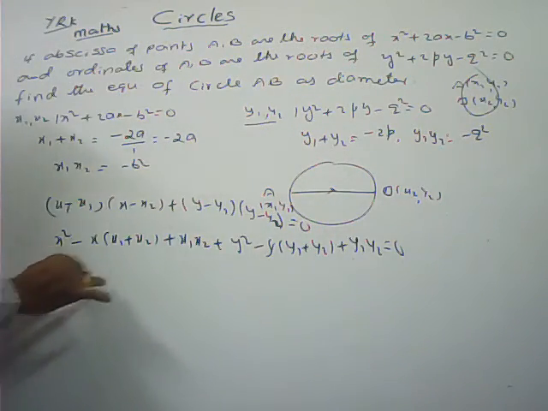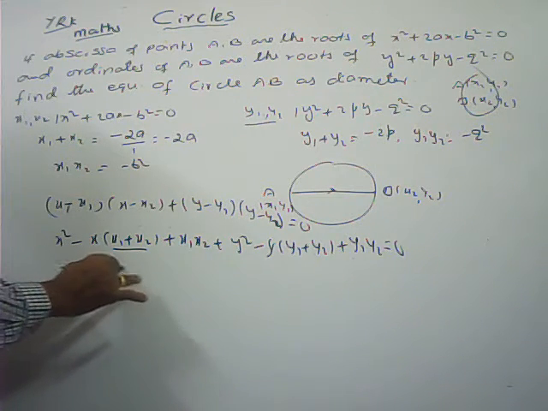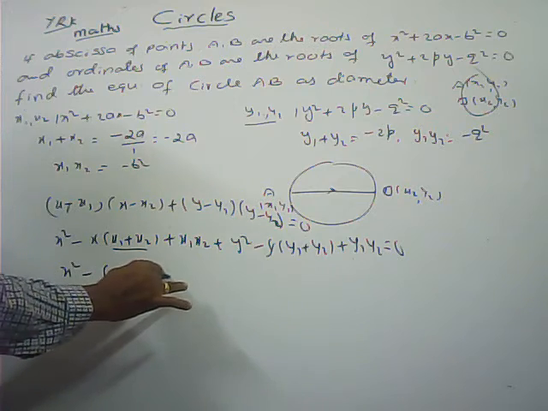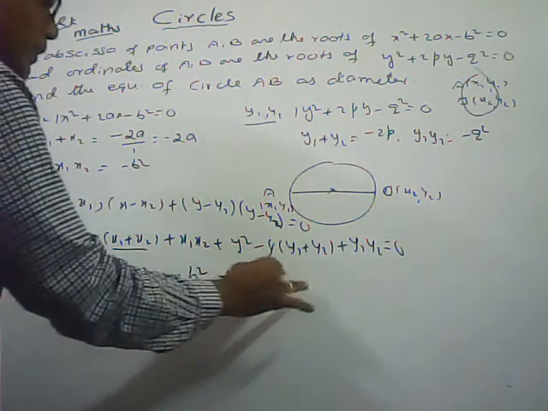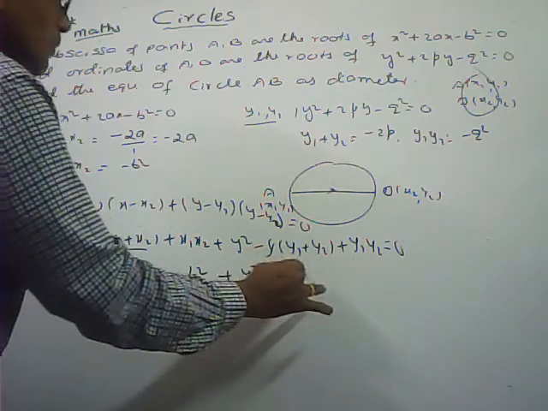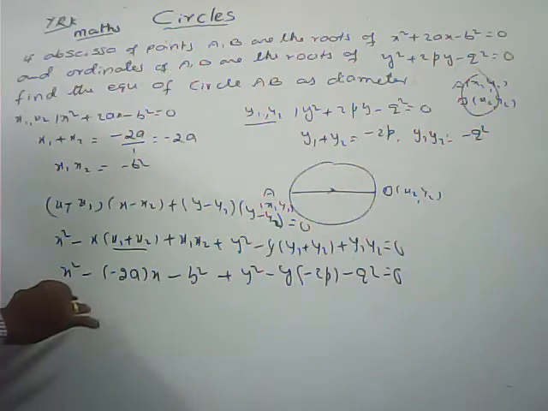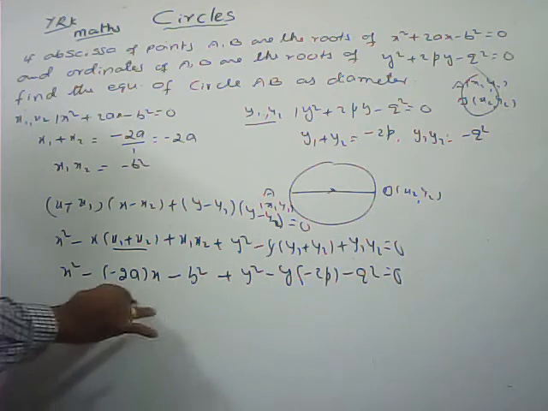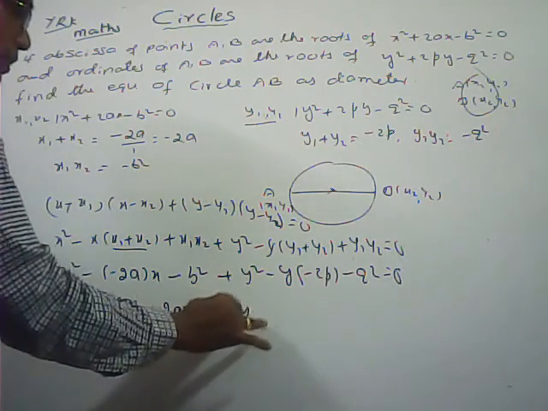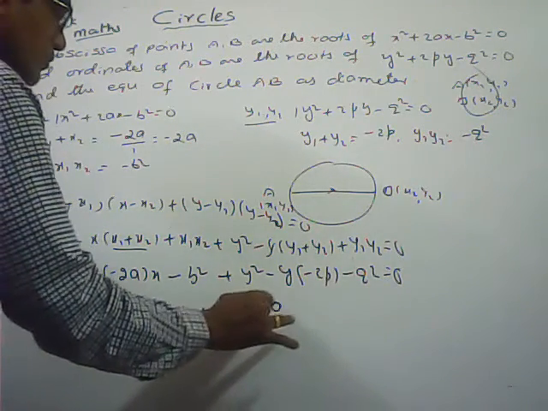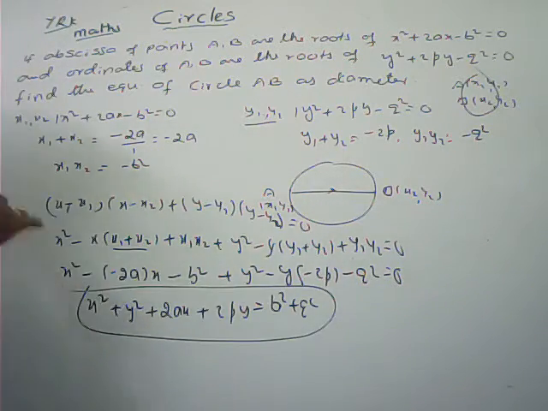Now here we can substitute the values. What about x1 + x2? That is −2a, into x, plus x1x2 which is −b², plus y² − y(y1 + y2), that is −2p, and this is −q², that is equal to 0. So x² + y² + 2ax + 2py = b² + q². This is the equation of the circle.